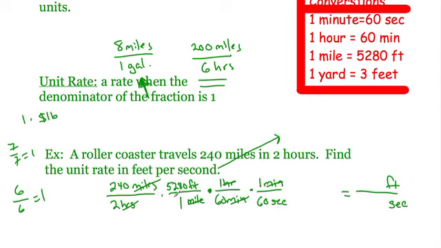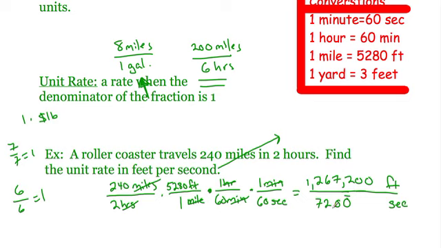So now all we have to do is multiply. 240 times 5,280 times 1 times 1. Now, trust me, I didn't do this without a calculator. It is 1,267,200 feet. And then on the bottom, we have to multiply 2 times 1 times 60 times 60. Now, this one I actually could do in my head. But if you can't, use a calculator. Nothing wrong with that. No shame in that game.